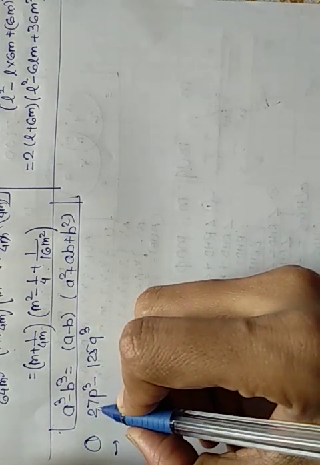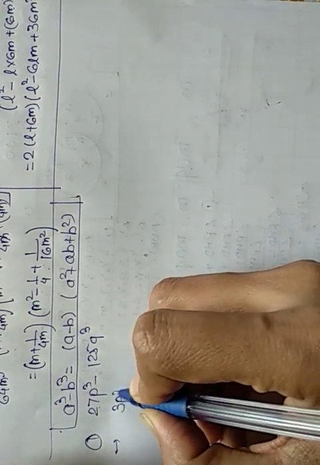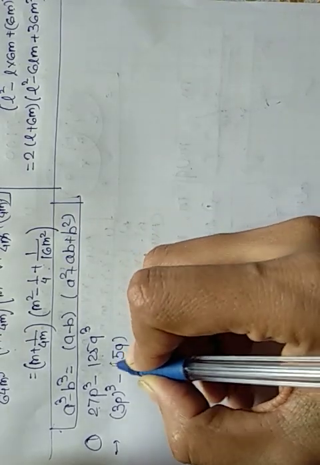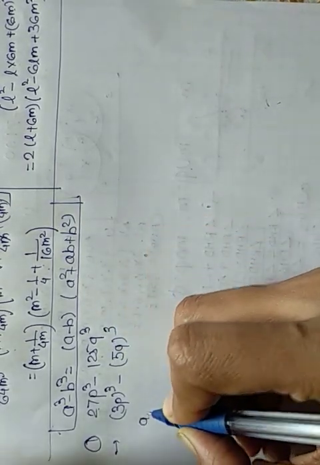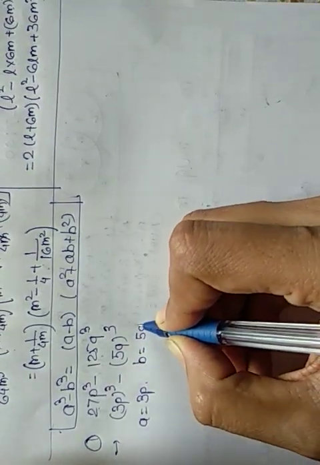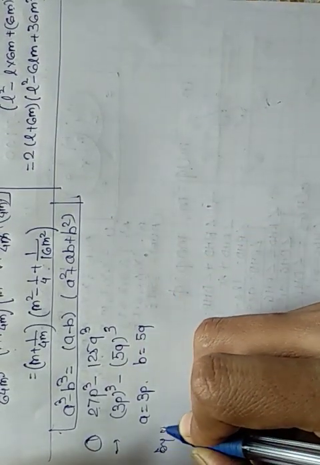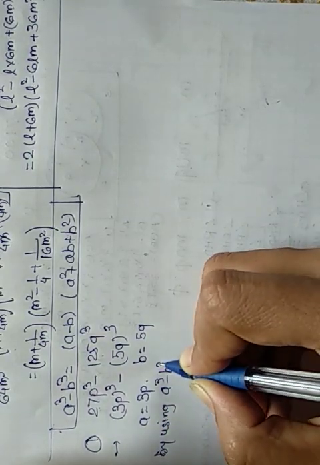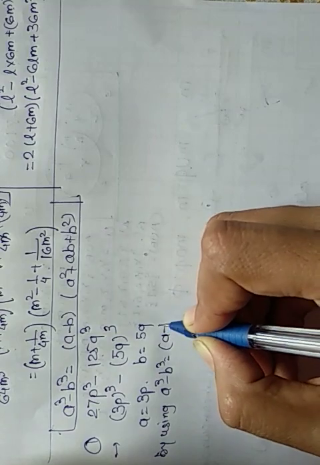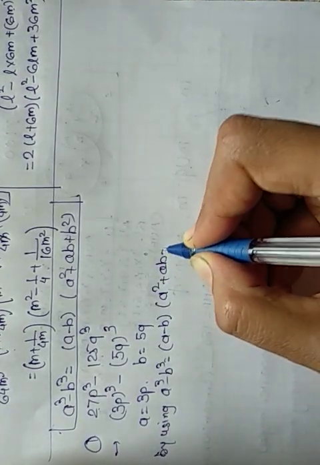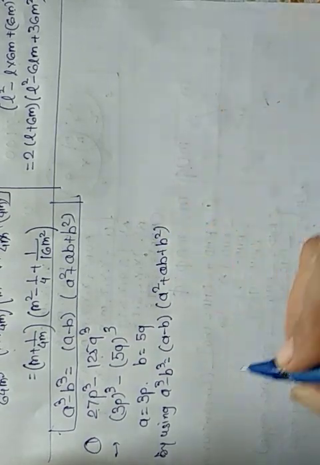So 27 is the cube of 3. So here (3p) cube minus (5q) cube. Here the value of a is 3p and the value of b is 5q. Now by using the formula, a cube minus b cube is equal to the first bracket (a minus b) and the second bracket (a square plus ab plus b square).